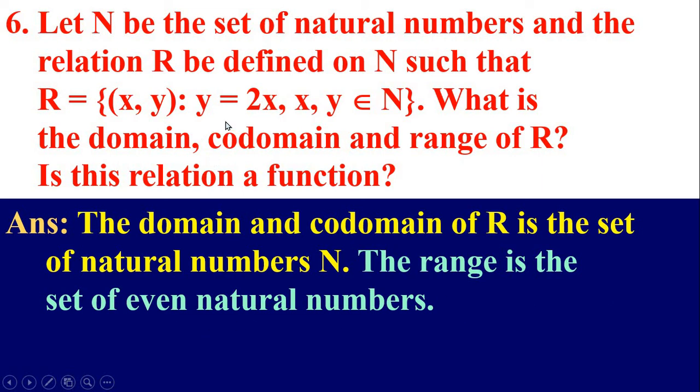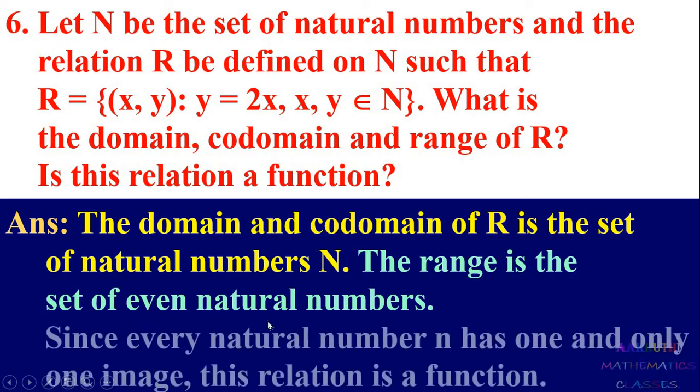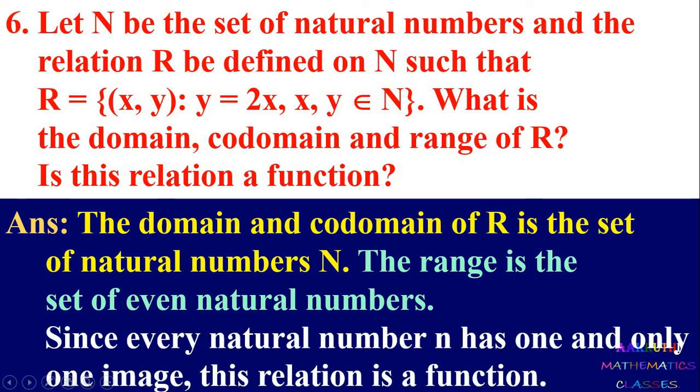Therefore, for this relation y equal to 2x, the domain is the set of natural numbers, the codomain is also the set of natural numbers, and the range is the set of even natural numbers. Now, since every natural number n has one and only one image, this relation is a function. For every natural number we get only one image, so this relation is a function.